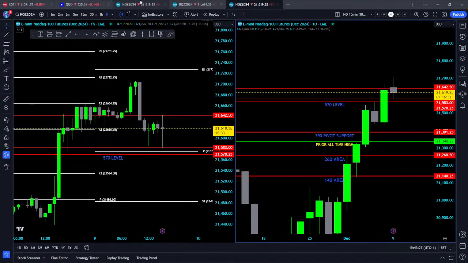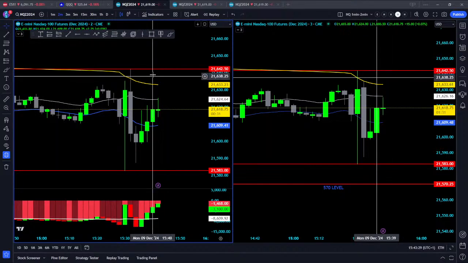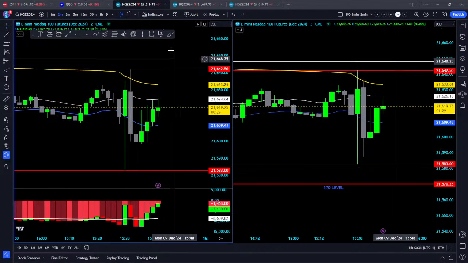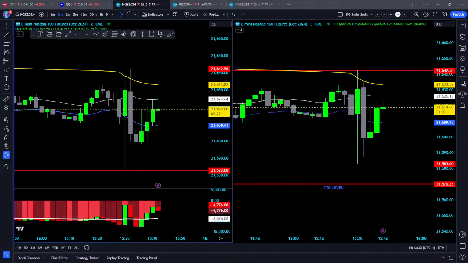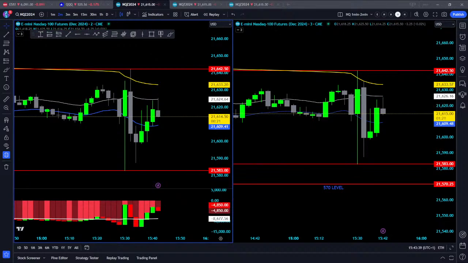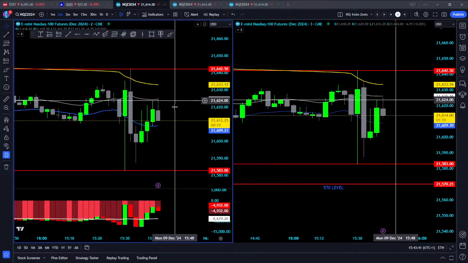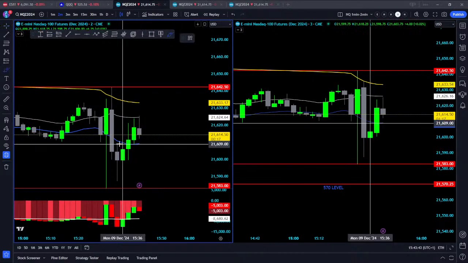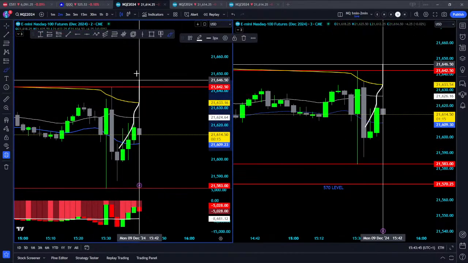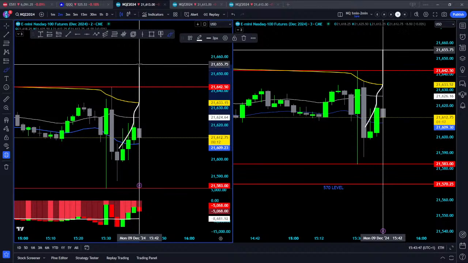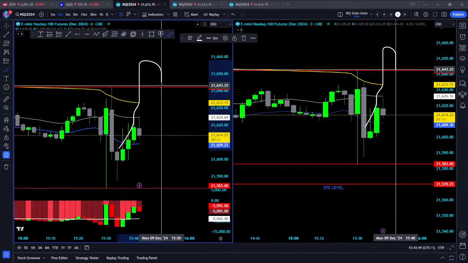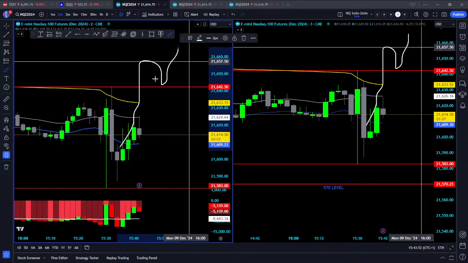We wait for a setup, we wait for a break of the prior resistance, and we wait for the pullback, and then we enter the trade. Very, very simple. Again, if I was to enter a buy position, I would wait for the market to push up above this 642, come back down, and at the pullback, that would be my entry.